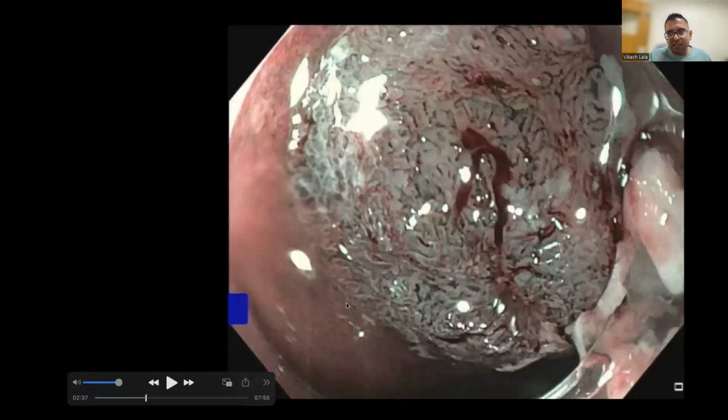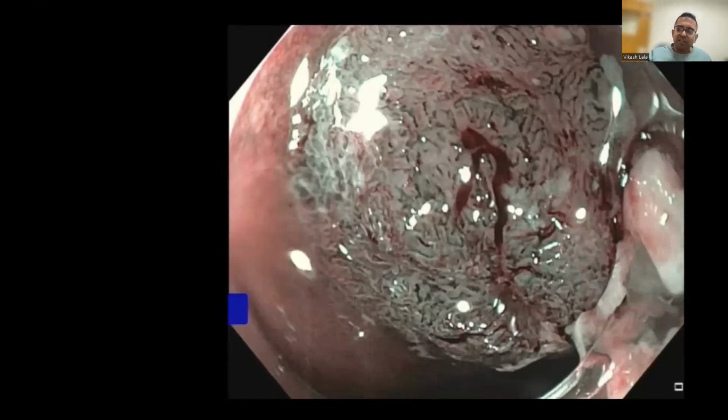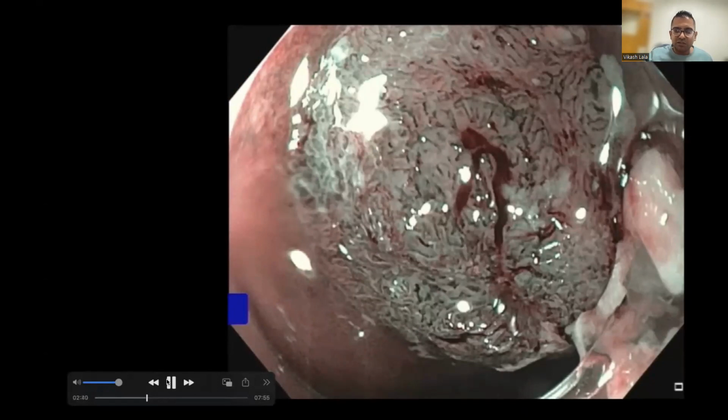So that's a demarcated area and there's no regular pattern. You don't see a regular gyre type pattern. It's irregular, but there still is some structure. There still is some blood vessels on this area. So I thought this to be an early adenocarcinoma within the Barrett segment.